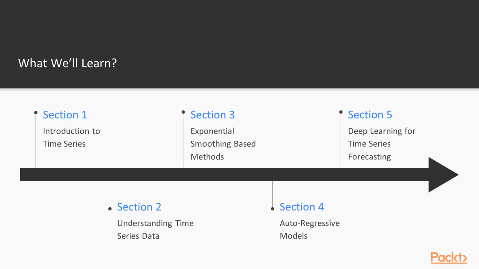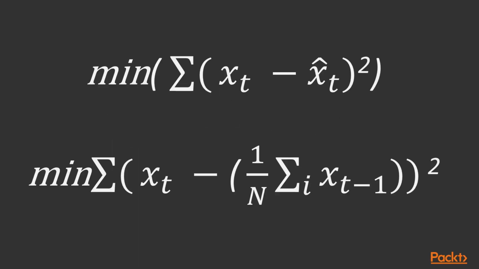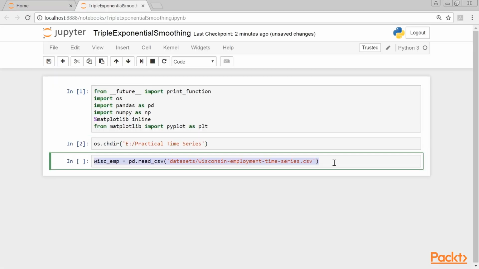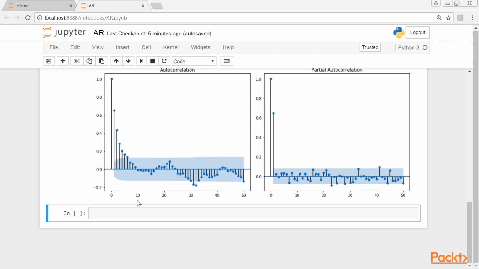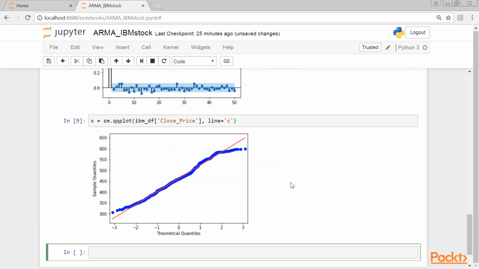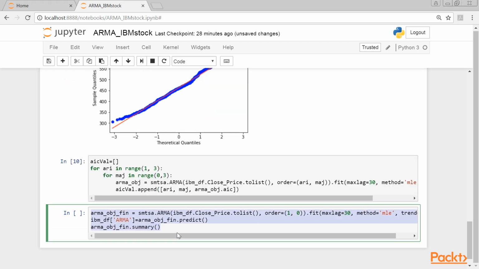The next section covers smoothing-based models using the Holt-Winters approach for first order to capture levels, second order to smooth levels and trend, and higher order smoothing is illustrated. Moving further, we'll discuss autoregressive models for forecasting. It covers a detailed implementation for moving average, MA, autoregressive, AR, autoregressive moving average, ARMA, and autoregressive integrated moving average, ARIMA.